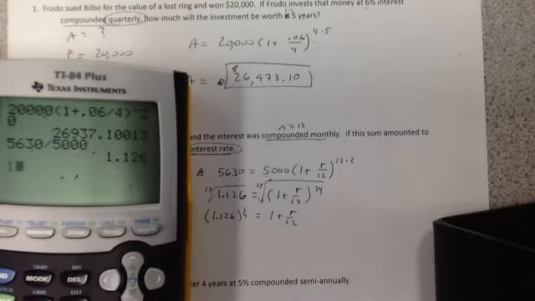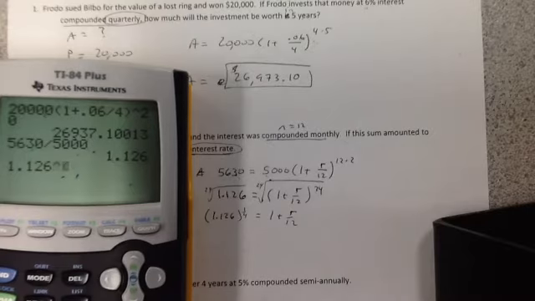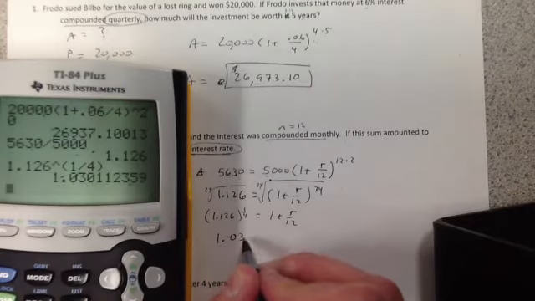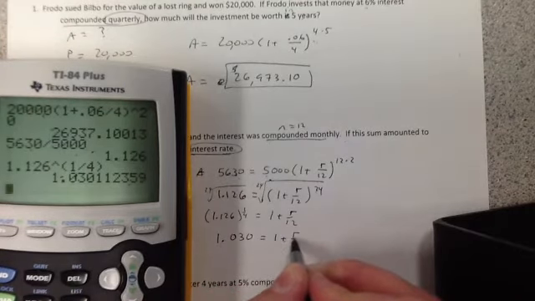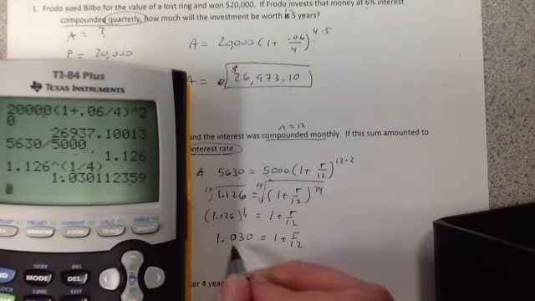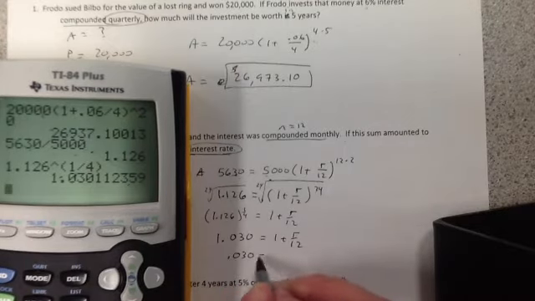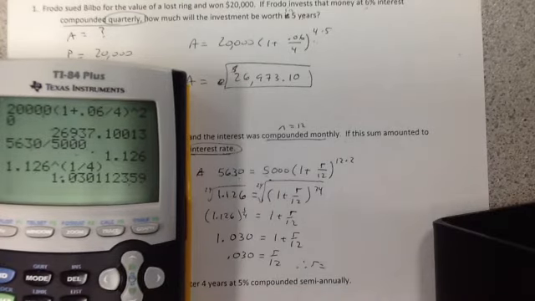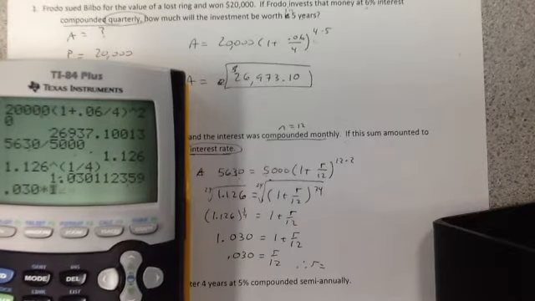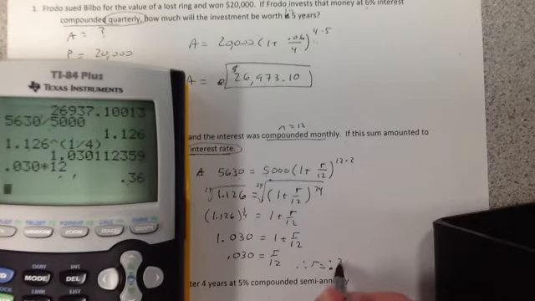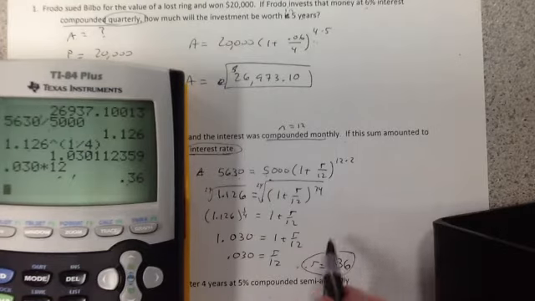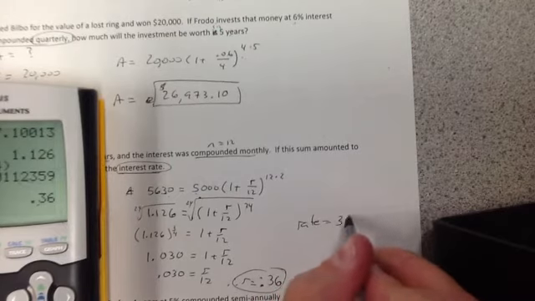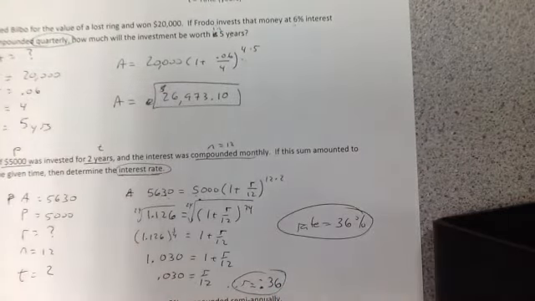So I type in 1.126 to the, put the 1/24 in parentheses, and I get 1.030 equals 1 plus R over 12. I'm going to solve it. Subtract 1, I get 0.030 equals R over 12. And multiply by 12, so take that 0.030 times 12, and I get 0.36. So what's the interest rate? Now that's as a decimal. As an interest rate, it's going to be 36%. Terrible credit card. Don't get that one.